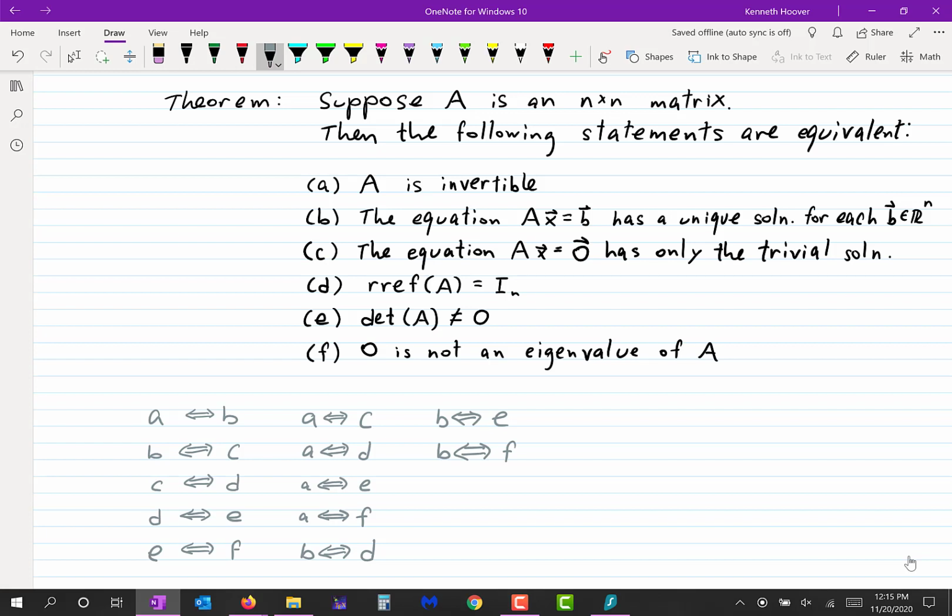What is C equivalent to? It's equivalent to A. I already have that written. And it's equivalent to B. I have that written. And it's equivalent to D. I have that written. But it's also equivalent to E. And it's equivalent to F. You see where I'm going with this? There's a lot of biconditional statements stated in this one theorem. That's what I'm trying to get at.